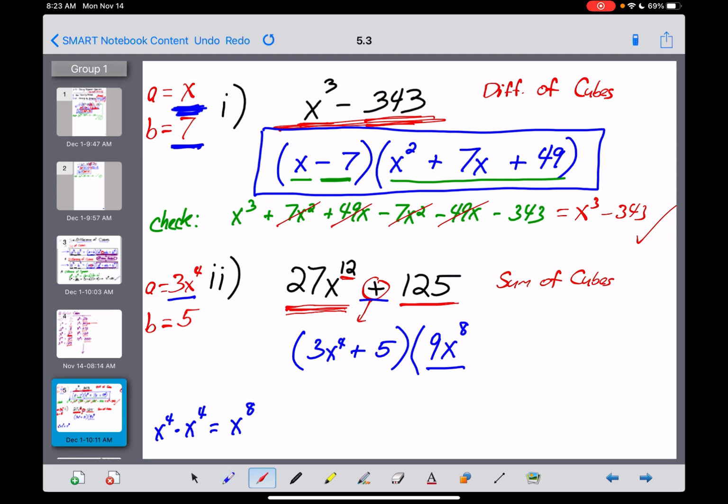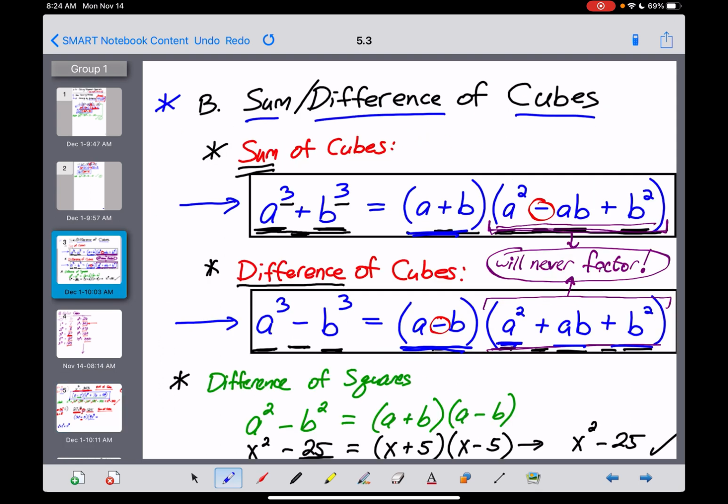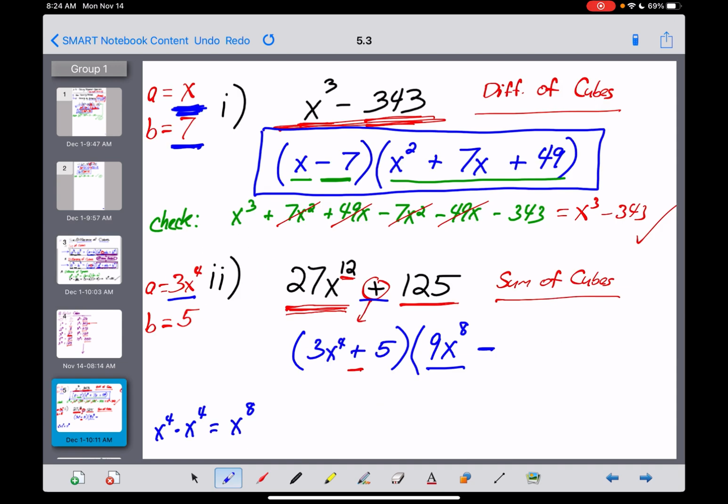Now, here's the tricky part right here. I told you guys that whether we're factoring a difference of cubes or a sum of cubes, we always are going to have one minus sign in the whole thing. Well, this one didn't happen at the beginning. That was a plus, so the minus comes right here. All right, let me make sure we've got that right. Yep, we're talking about this term right here in a sum of cubes, so this is where the minus occurs. And then this next term is just the product of a times b. 3x to the 4th times 5 is just going to give us a 15x to the 4th.